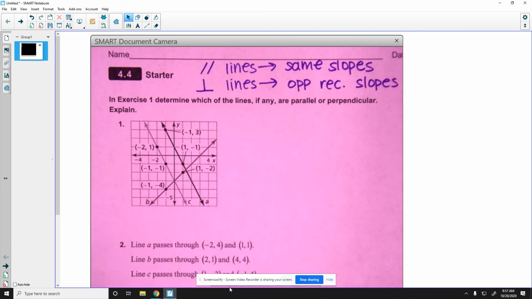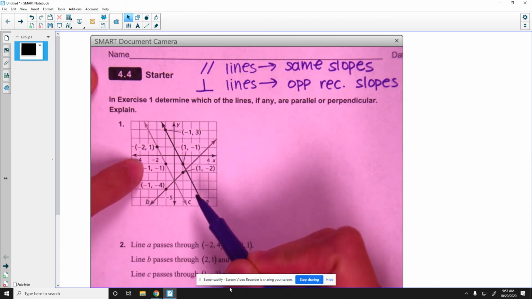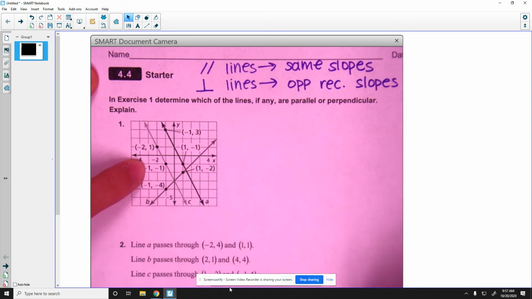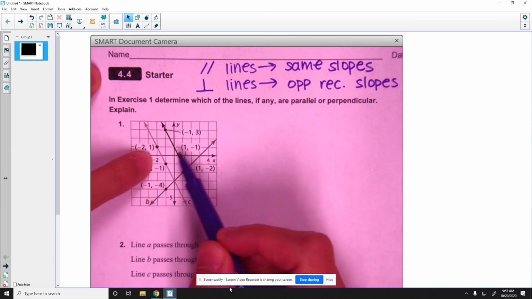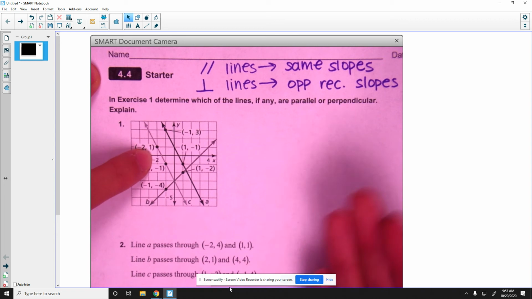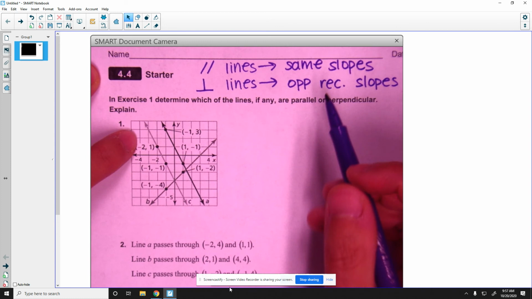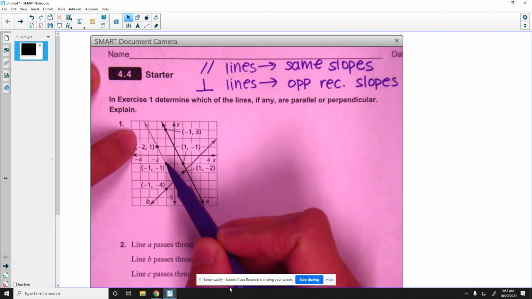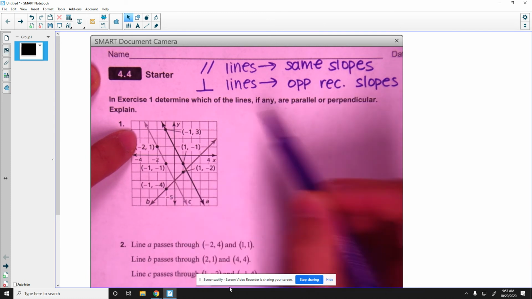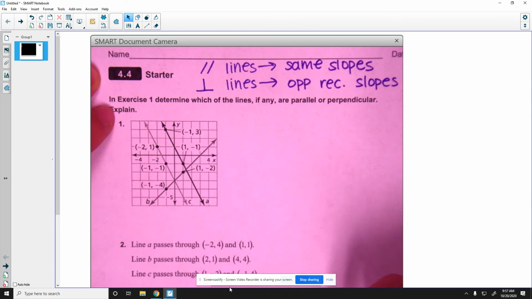Let's take a look at number one. It says, which of the lines, if any, are parallel or perpendicular? We can't just look and say, oh, that kind of looks like 90 degrees, or those two look like they don't ever touch each other. You need some proof. You need some work. So what we have to do is compare slopes. Find the slope of every single one, and then we can compare the numbers, and that's how you can be exact.